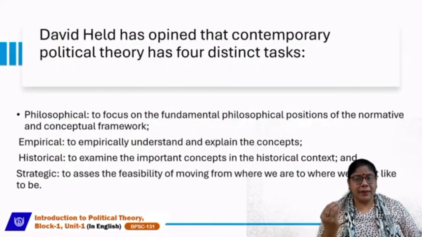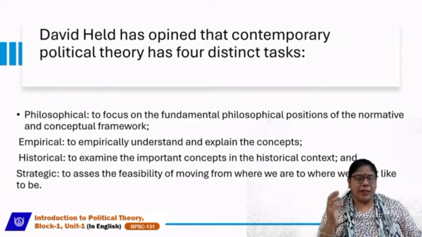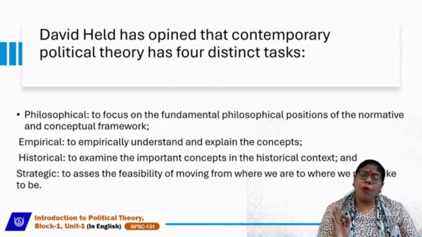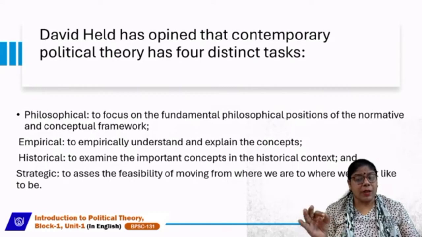David Held has said that contemporary political theory has four distinct tasks: philosophical, empirical, historical, and strategic. Philosophical means to focus on the fundamental philosophical position of the normative and conceptual framework. Empirical means to empirically understand and explain the concepts, to take the data, the facts, and then verify them. Historical means to examine important concepts in their historical context, and strategic means to assess the feasibility of moving from where we are to where we might like to be.